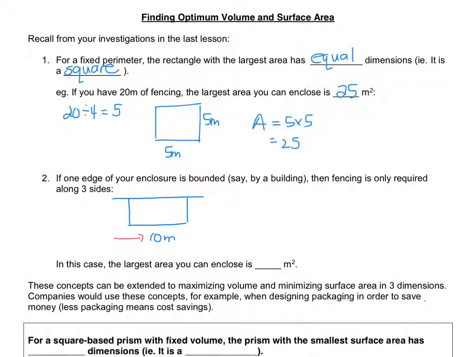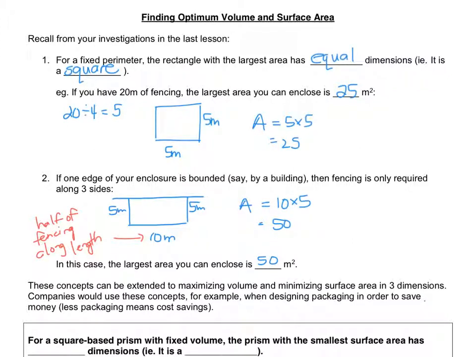So let's just make a note. In this case, half of the fencing goes along the length. And then the remaining fencing would be split along the 2 widths. So in this case, the largest area we could enclose would be 10 times 5, or 50 square meters.